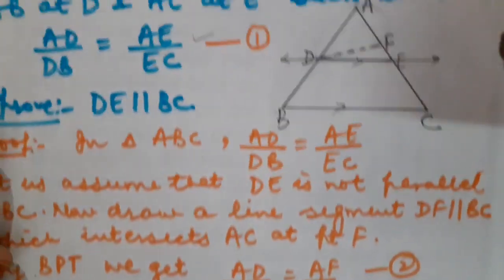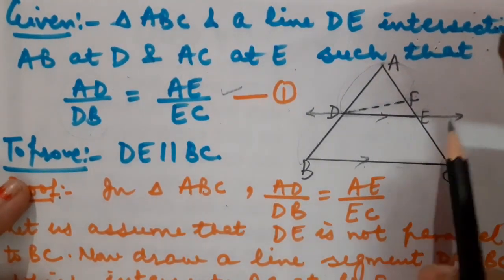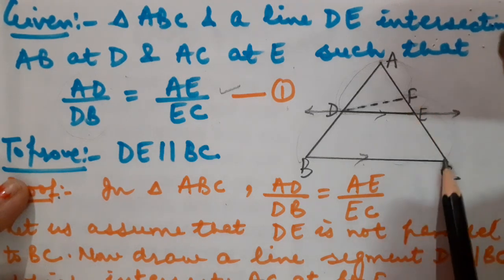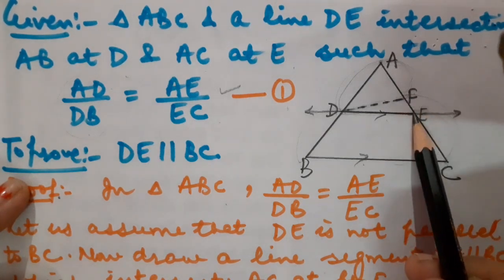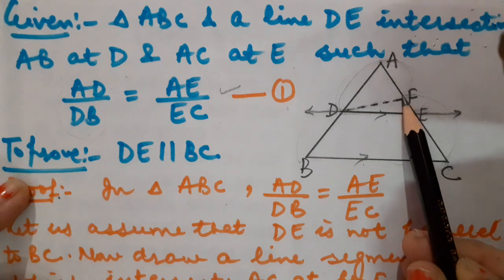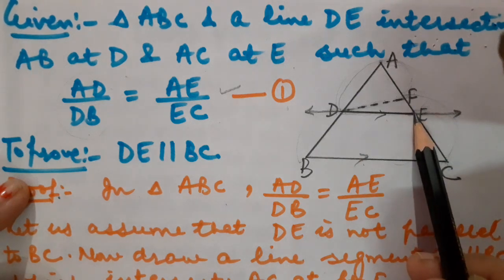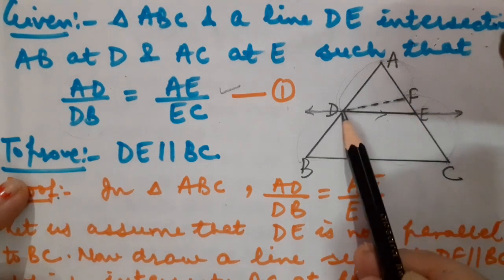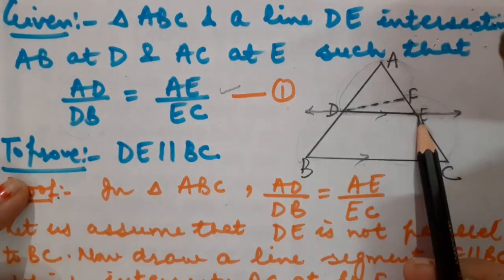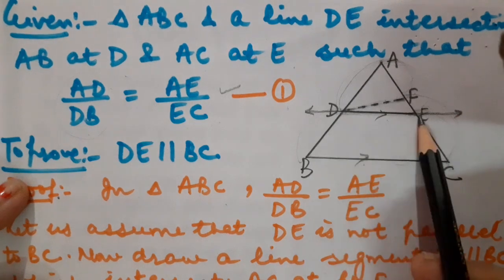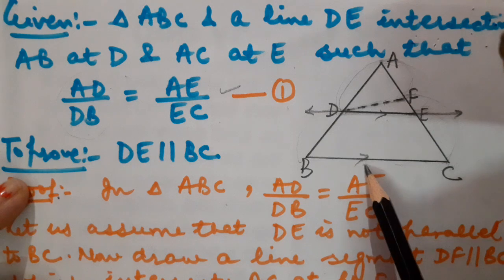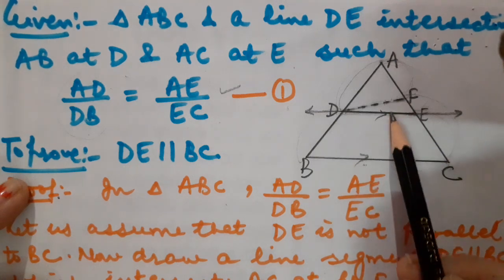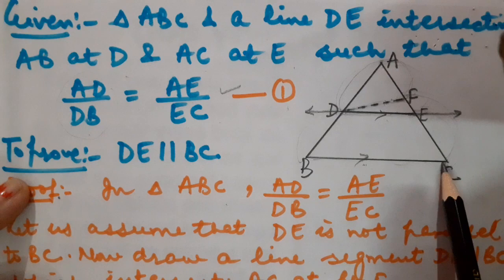So children, have a look in the diagram. Is EC equal to FC? No. So how can they both be equal? Only when this point F lies on point E, or point F coincides with point E, or DF coincides with DE. Correct? So it means DF will become DE. And what did we assume DF? DF was that side which was parallel to BC. But if DF and DE both are equal, we can say that DE is also parallel to BC.